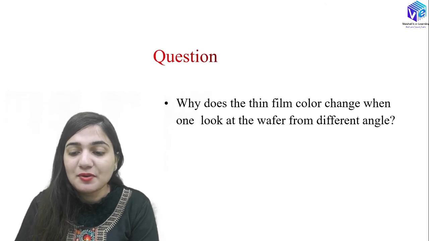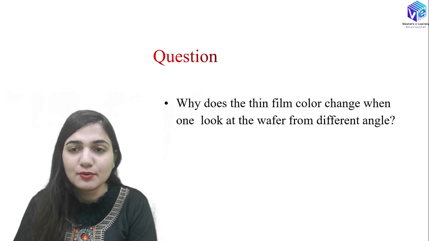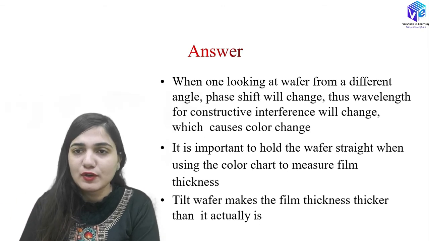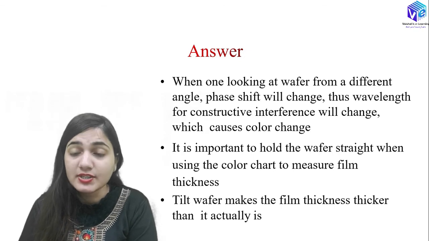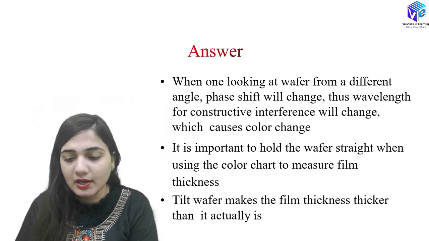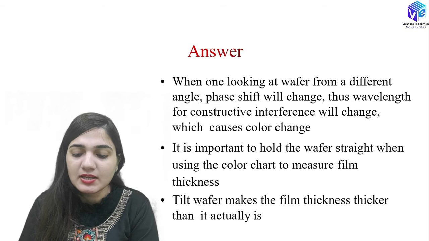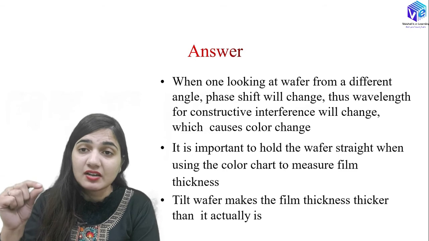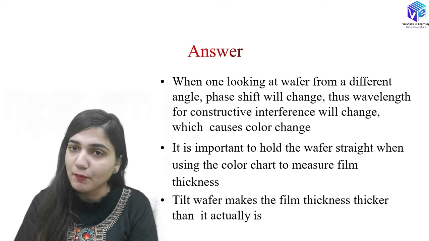There is another question: why does the thin film color change when one looks at the wafer from a different angle? Actually I have already given you the answer. You can recall it, and again I am telling you, when we look at a different angle, the phase shift is going to change, and thus the wavelength for constructive and destructive interference is going to change, and thus it is going to change the color. It is important to hold the wafer straight when using the color chart to measure the film thickness, because if I tilt the wafer, it is going to make the thickness appear thinner. I need not tilt the wafer during this process. This is a very important point.